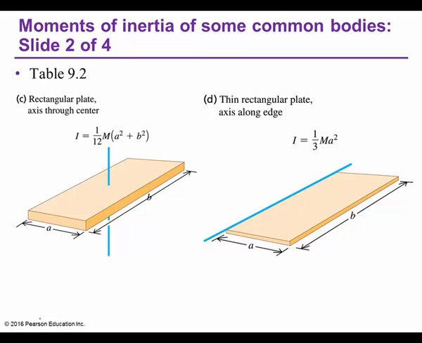Again, rectangular plane. Notice, wow, look at this. 1/12 the total mass times a squared plus b squared. A, and of course, the width and the length. That is, again, through the center. What about along the edge? It's 1/3 m times a squared. Okay? And notice they picked A and not B. That's exactly right. It's perpendicular to the axis. I was hoping you'd see that. Okay? All right.